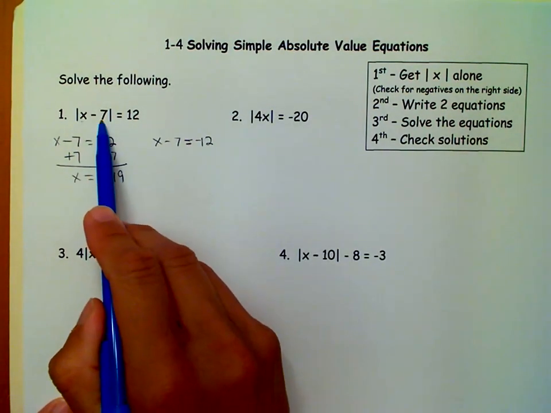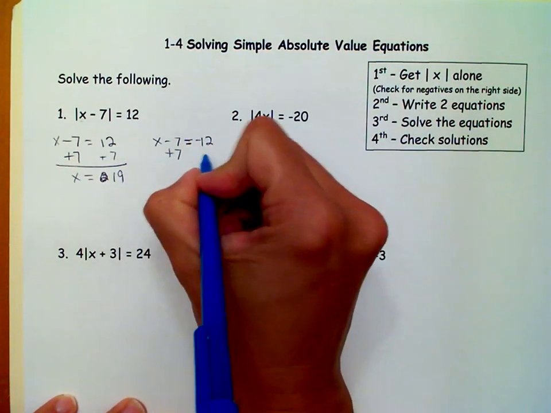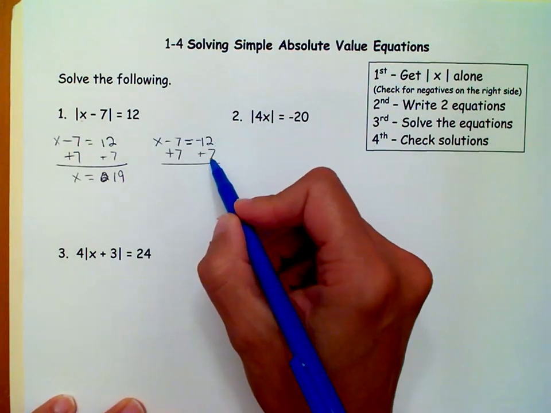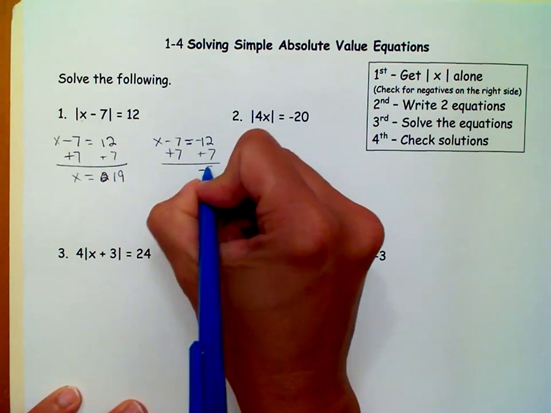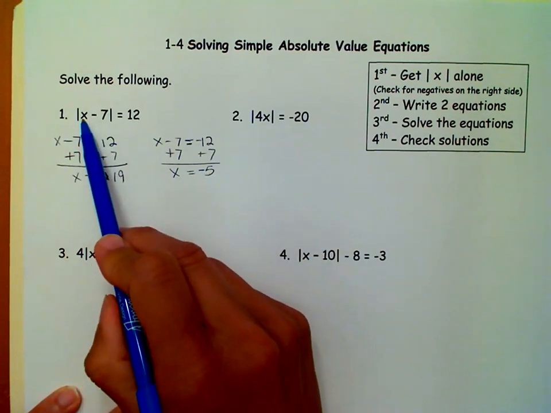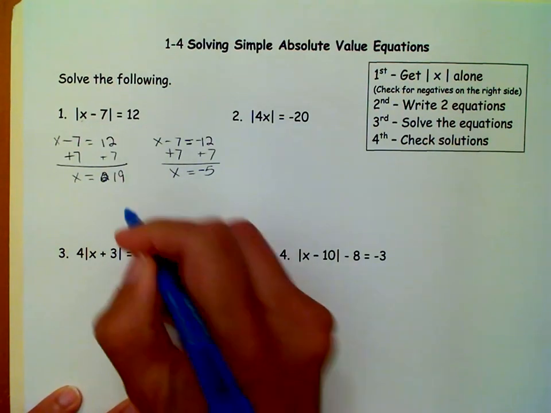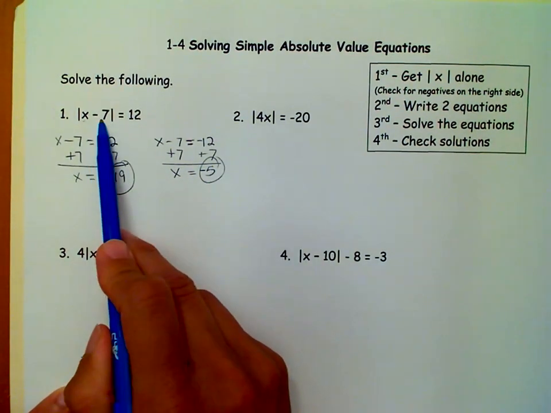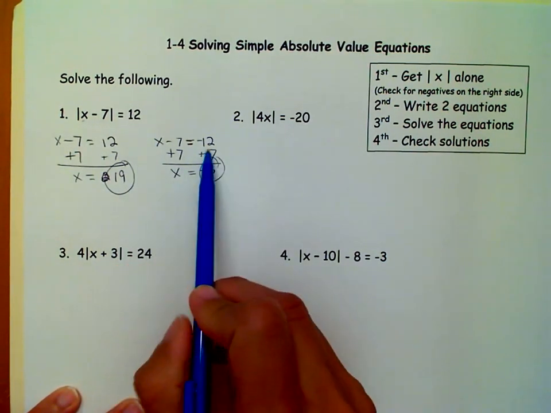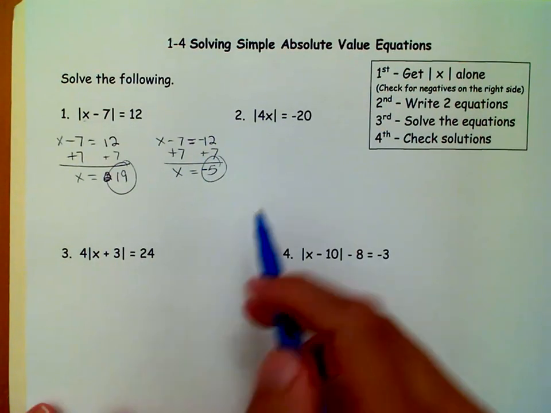What's 19 minus 7? It's 12. How far is 12 away from 0? It's 12. Now over here, we're going to add 7 to both sides. And negative 12 plus 7 is negative 5. So x equals negative 5. Let's check that one. Negative 5 minus 7 is negative 12. How far is negative 12 from 0? It's 12 units. So those are our 2 answers. So we got the absolute value alone. We set up 2 equations, one that equals the positive value, one that equals the negative value, and then we solved and checked them. Okay, next.